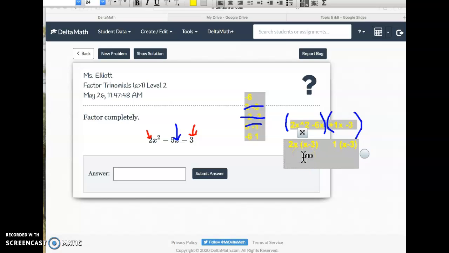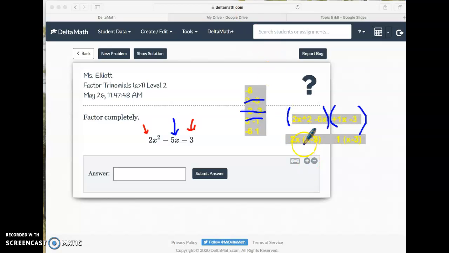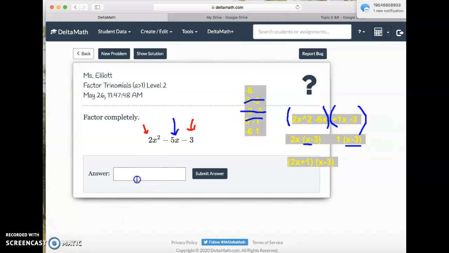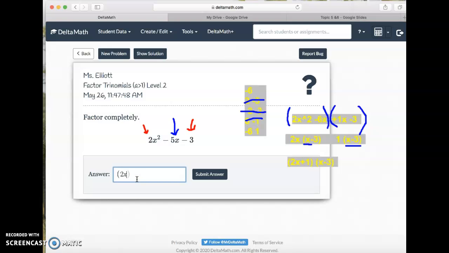Perfect. Now I can see I have x minus 3 in both cases, and that's a little way of checking to make sure it's correct. So from here, I group together 2x plus 1 and x minus 3. And that's my final answer. We have done this in 8th grade. It's the same concept as before. You just multiply the leading coefficient.